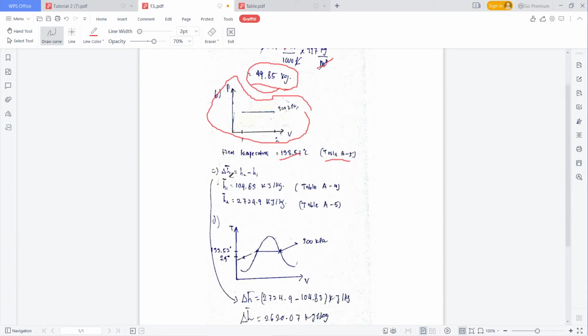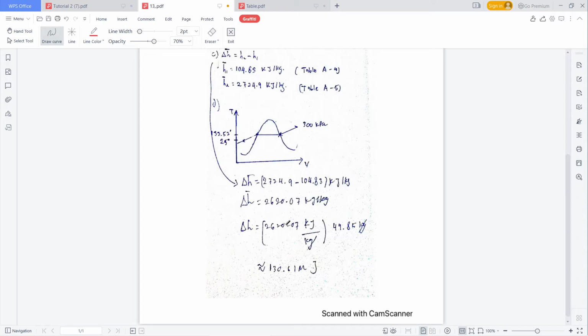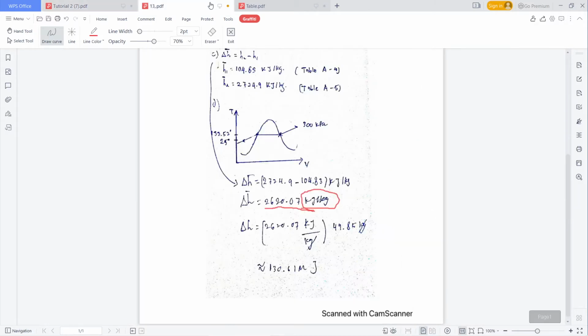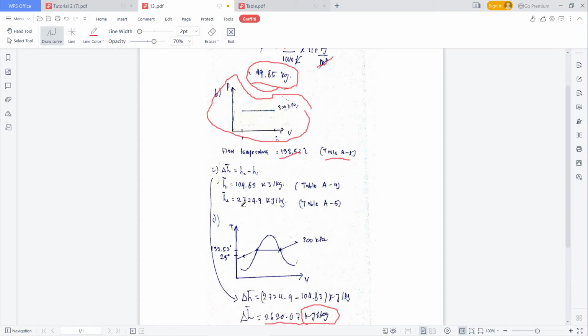So the difference in enthalpy, H2 minus H1, is equal to 2620.07 kilojoule per kg. But the question asks for the enthalpy change, not specific enthalpy. So we need to cancel out the kg by multiplying the change in specific enthalpy by the mass. Thus, we will get 130.61 megajoule. So that is the change in enthalpy.